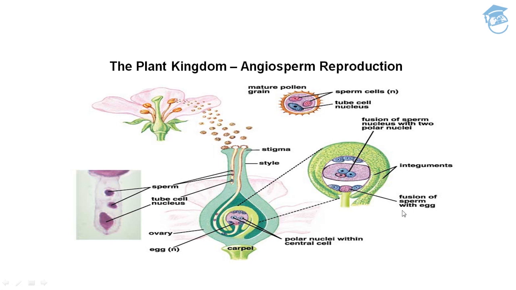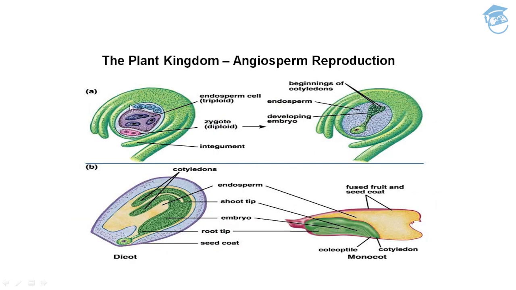Then fusion of sperm with egg takes place. This is the sperm, and fusion of sperm and egg takes place, and this is how reproduction occurs in angiosperms. Okay, see, this is the nucellus, this is inner integument, this is outer integument, this is endosperm cell, which is triploid in nature, that is 3n. This is the sperm and 2 polar nuclei, so this entire apparatus is called as endosperm cell, which is triploid in nature. And then beginning of cotyledon takes place when fusion occurs between these 3 cells.